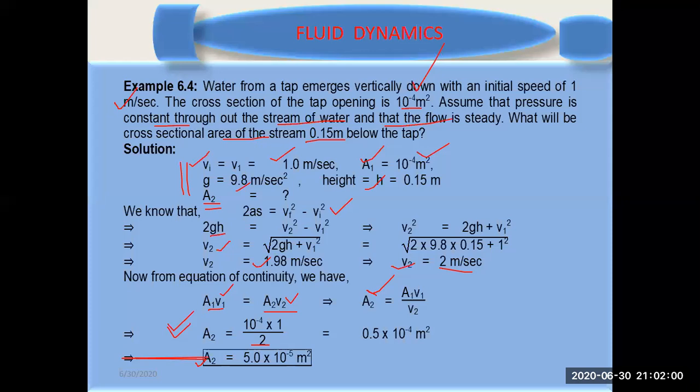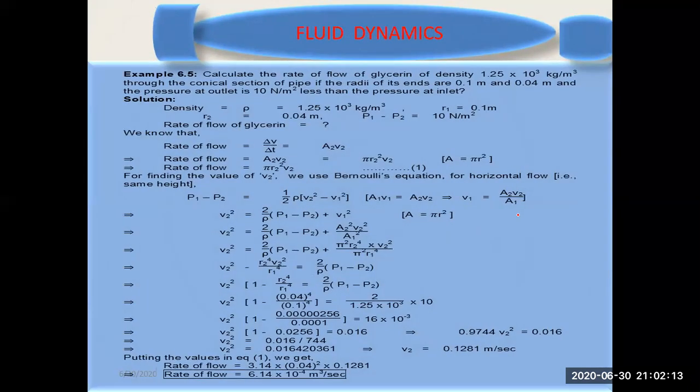The problems which we are discussing during these classes are basically linked with fluid dynamics, and we have used the equation of continuity during the last class. This one, and then we are heading towards other types of problems. Here it is: calculate the rate of flow of glycerine. This is basically one of the important applications of the equation of continuity.